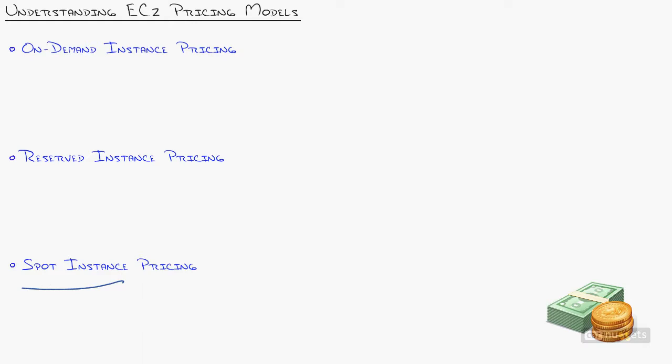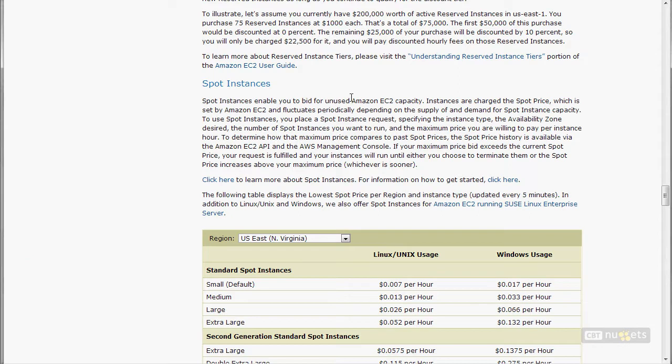So let me go back to the Amazon pricing chart. I've scrolled down right on the same page to these spot instances. Now look at this. We've got a small Windows server. Let me just grab that. So what is that? 1.7 cents an hour for a small Windows server in Virginia.